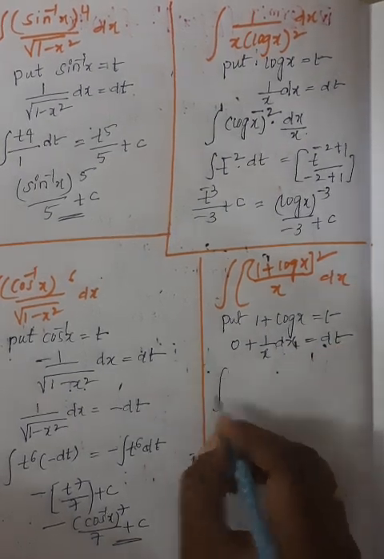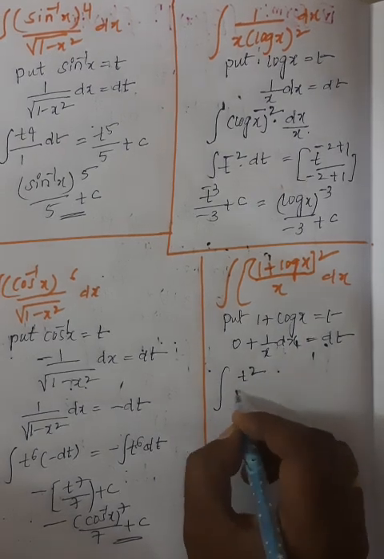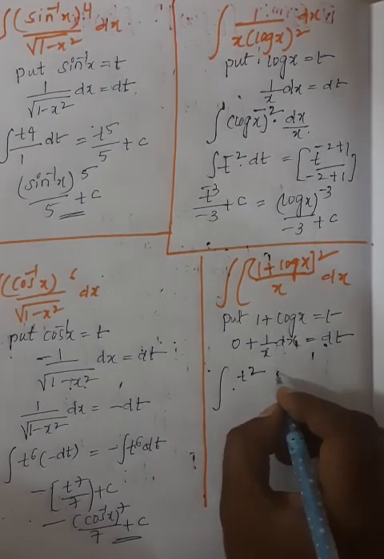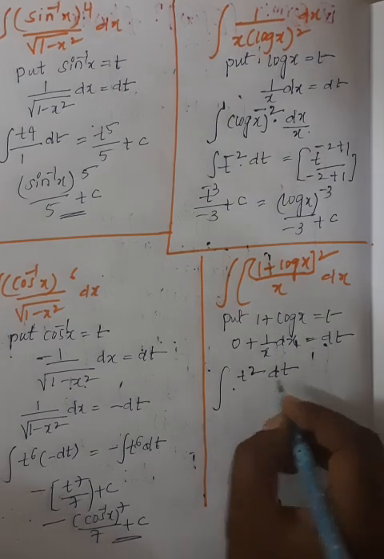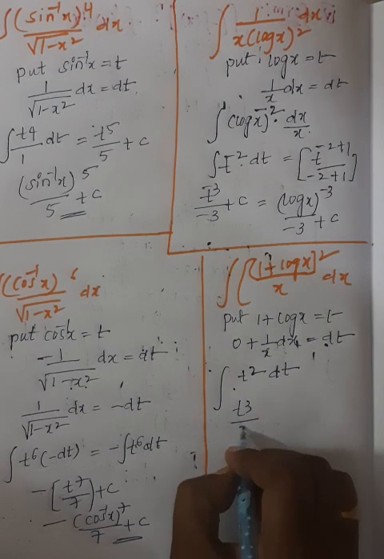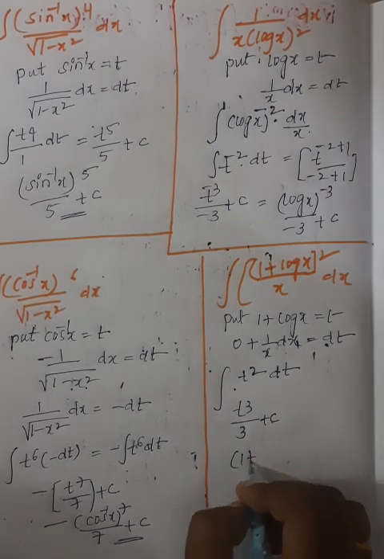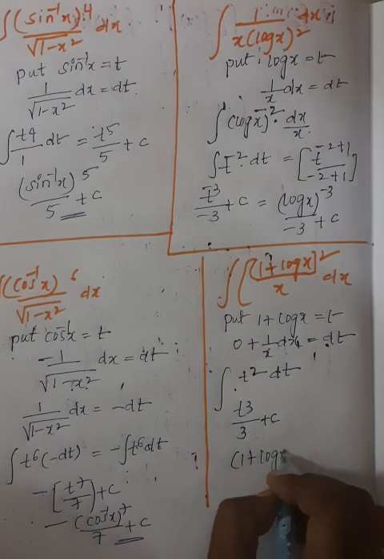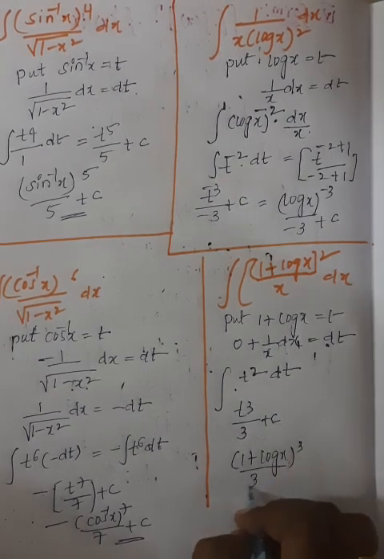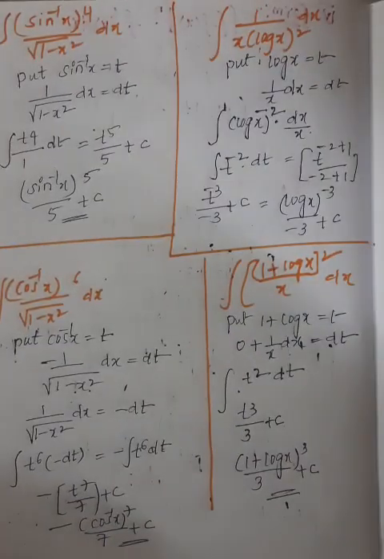Therefore integration of (1 plus log x) whole square will become t square into (1 by x dx) is dt. Therefore integration of t square is t cube by 3 plus c. But t is 1 plus log x, so it is (1 plus log x) whole cube by 3 plus c, which is our final solution.